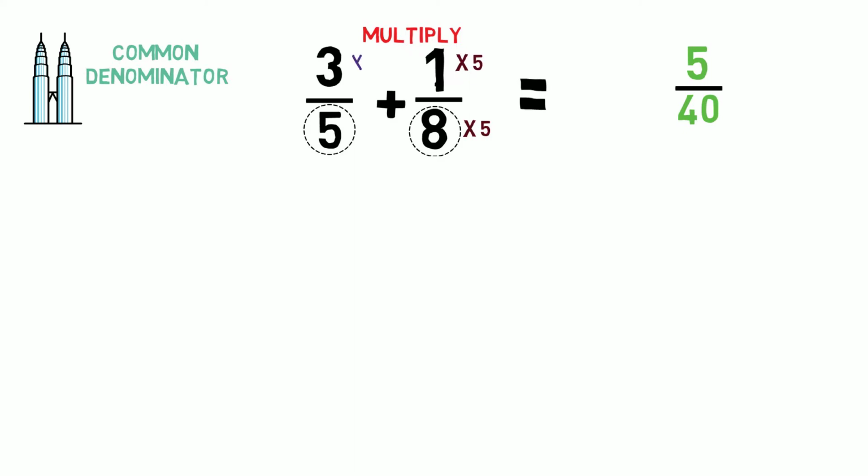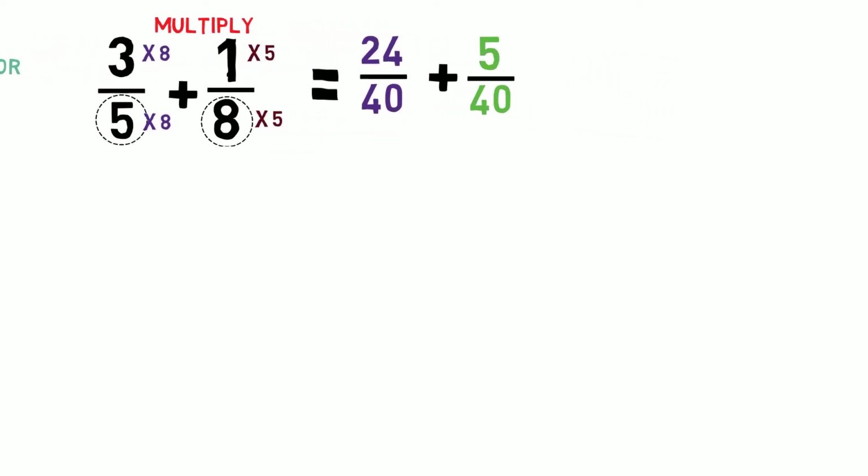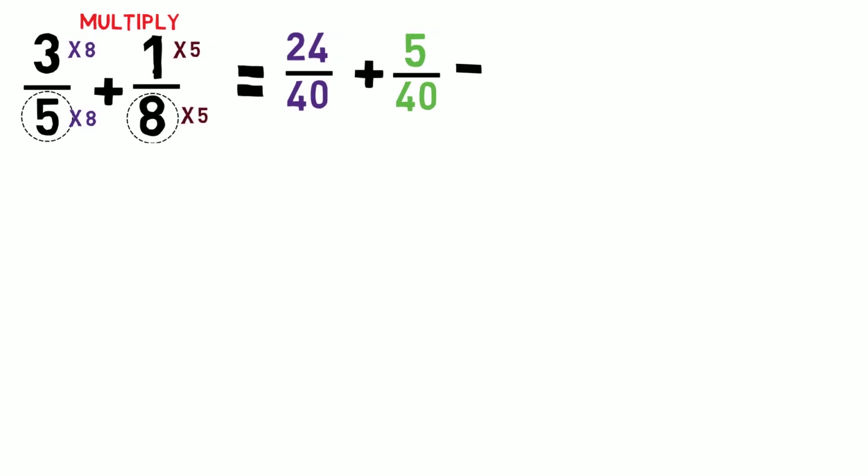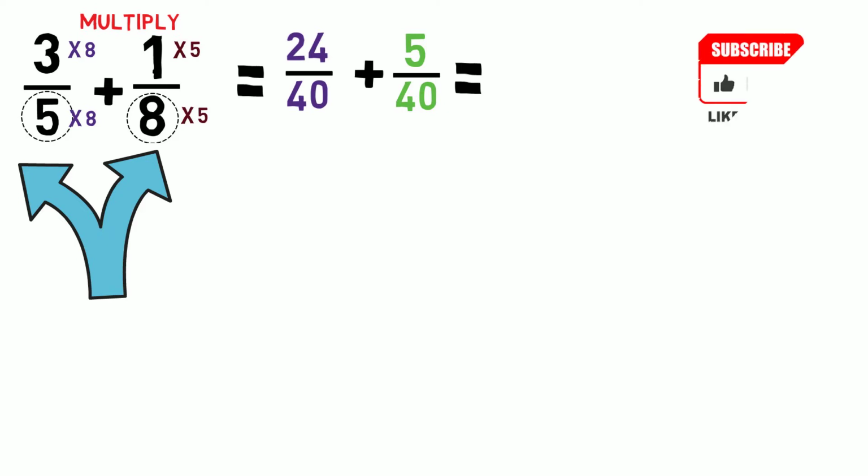Now do the same with the other fraction, except this time we will multiply the numerator and denominator by 8. 3/5 times 8/8 equals 24/40. So 24 on top and 40 on bottom. As you can see, I took the denominator from each original fraction and multiplied it by the opposite fraction's denominator.